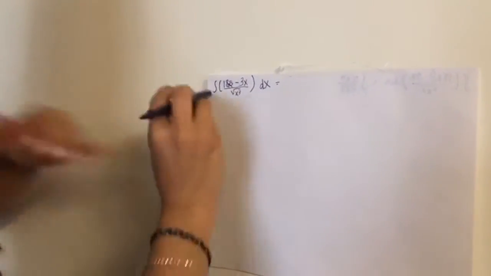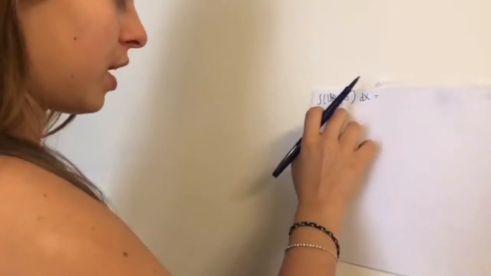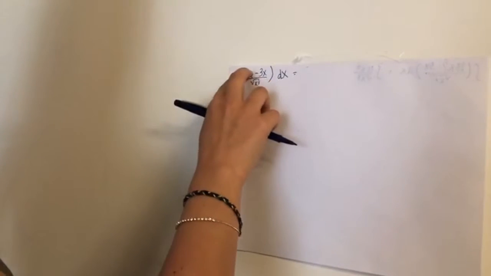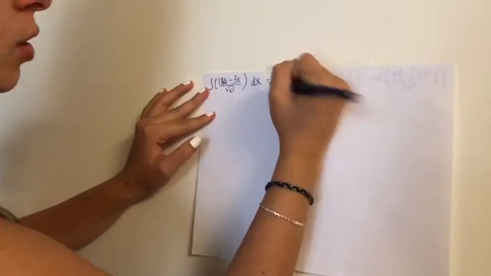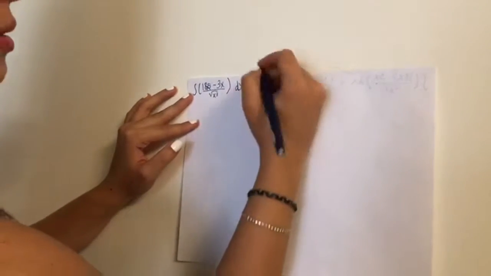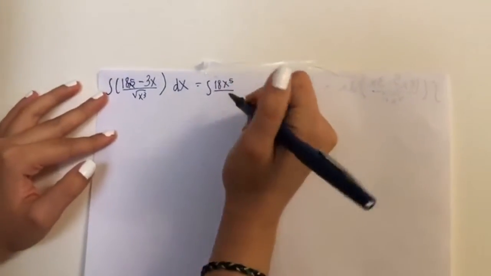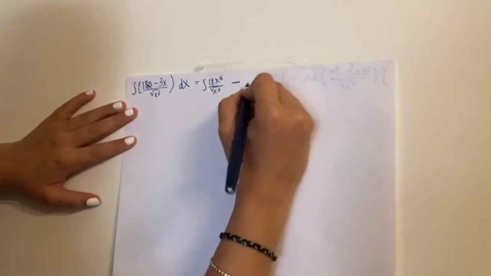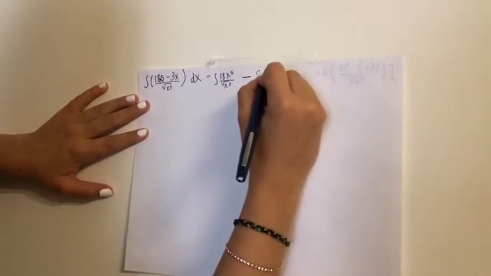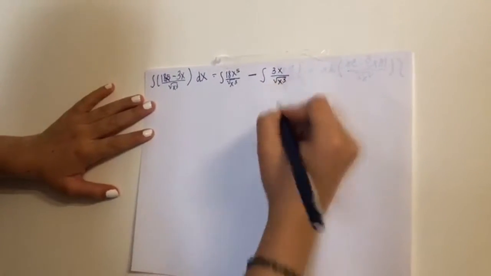So the problem is the antiderivative of 18x to the 5th power minus 3x over square root of x to the 3rd power dx. So when you have a division, you want to separate into 2 different terms. So it will be the antiderivative of 18x to the 5th power over square root of x to the 3rd power minus antiderivative again of 3x over the square root of x to the 3rd power.